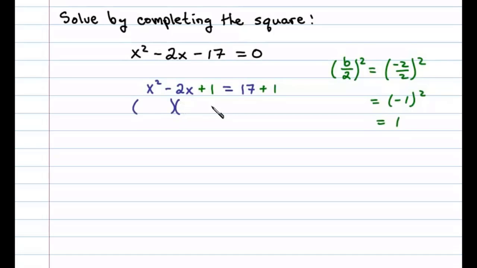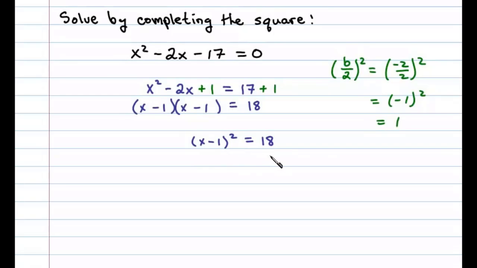Factoring this, we have x squared is x times x. 1, the factors of 1 that add up to negative 2 are negative 1 and negative 1. So you can see here we have the quantity x minus 1 squared equals 18.